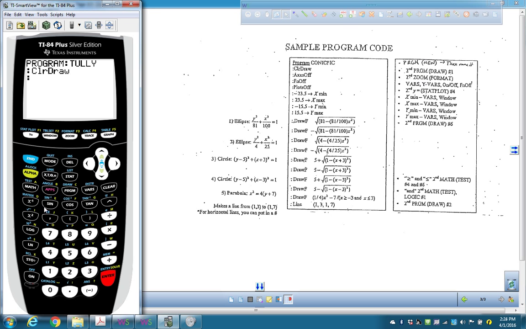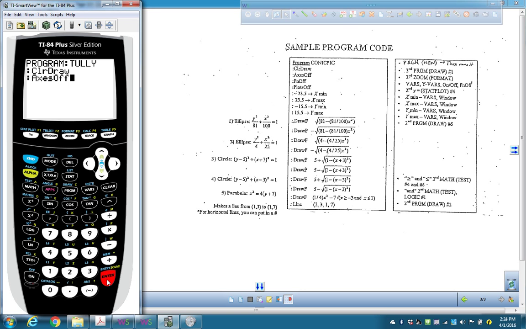You go second zoom, okay? So you go second zoom, which is format. It's right up at the top. And you turn axes off. So you go down here, axes off.